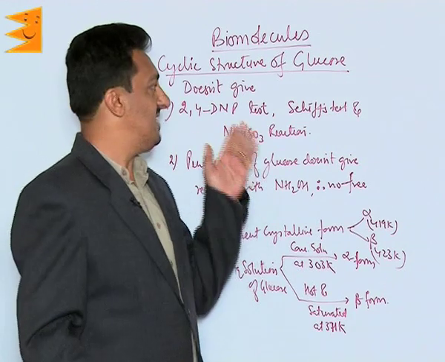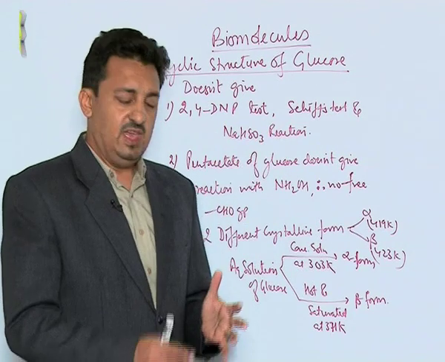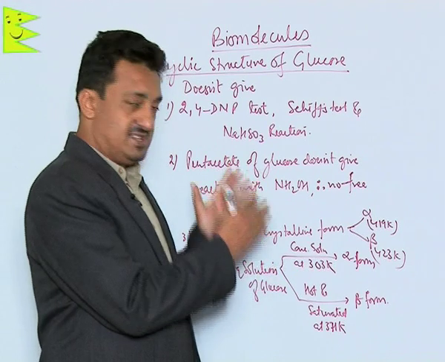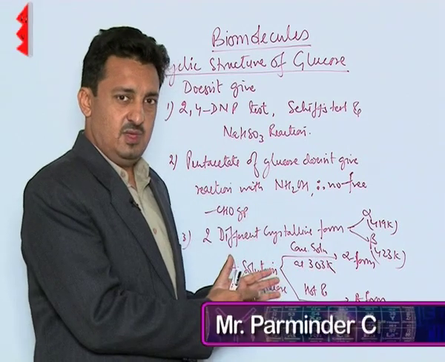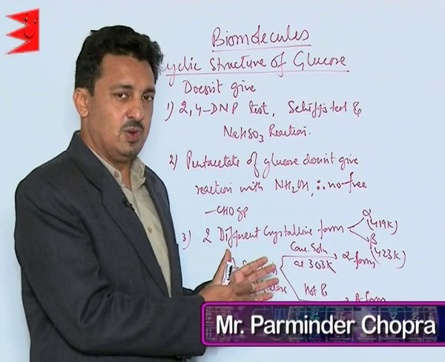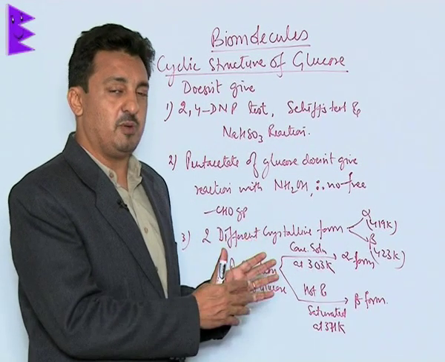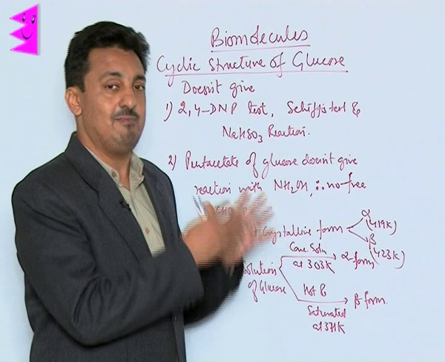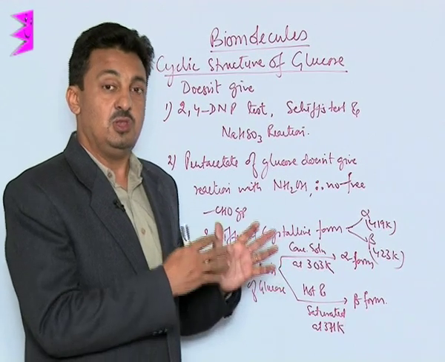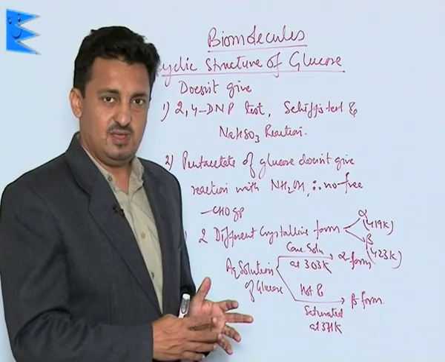Now let us study the cyclic structure of glucose. It was found that the open chain structure which we have just discussed, with all the spatial arrangement of the OH groups, was able to explain most of the properties of glucose, but yes, there were still many properties left out which were not explained by that structure.